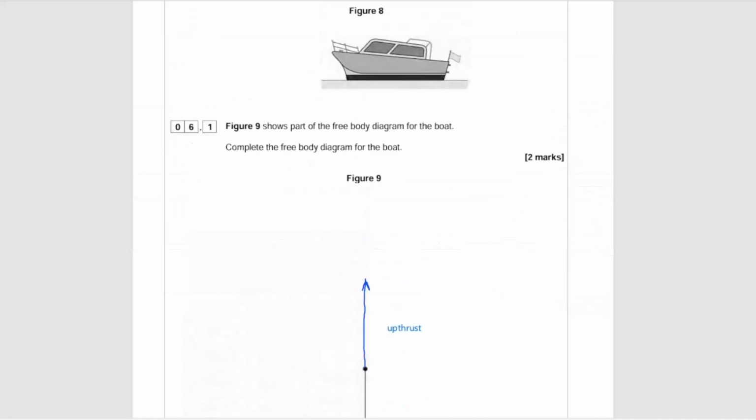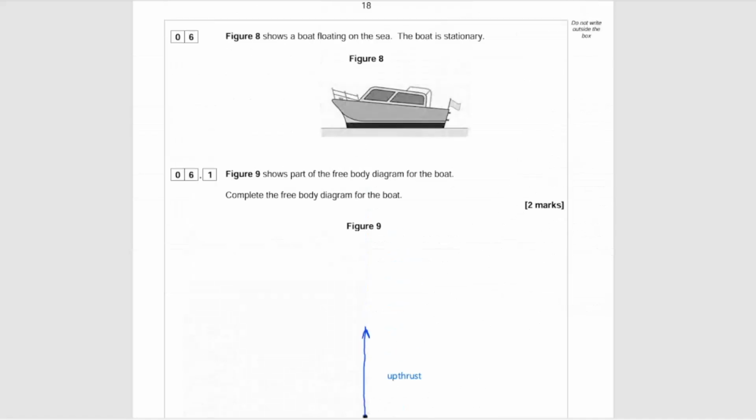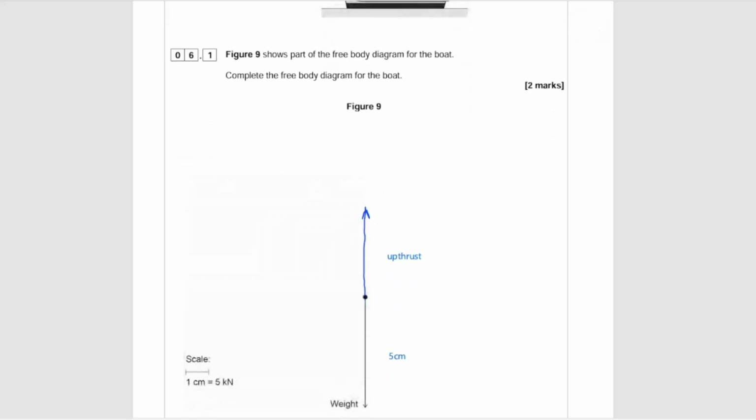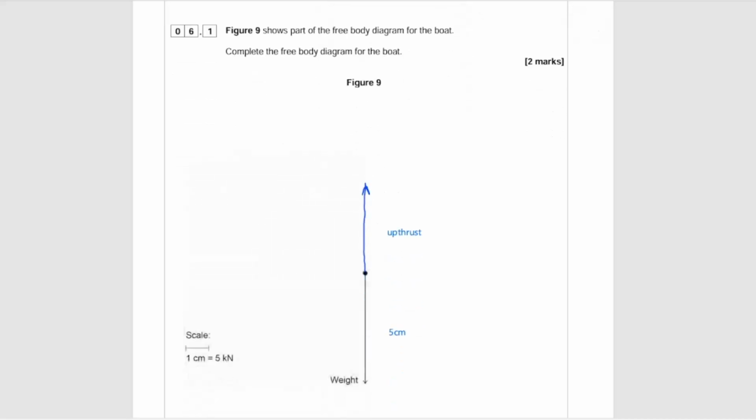Okay, moving on to question 6. Figure 8 shows a boat floating on the sea. The boat is stationary. Figure 9 shows part of the free-body diagram for the boat, and we're asked to complete the free-body diagram for the boat. The boat being stationary means there's no resultant force on the boat, which means all forces are balanced and cancel out. Now there are no horizontal forces on the boat to cancel out, however there is a large weight force downwards which we would need to cancel out.